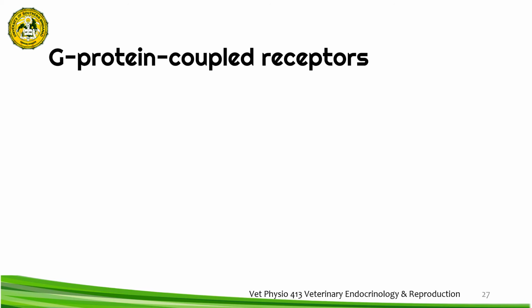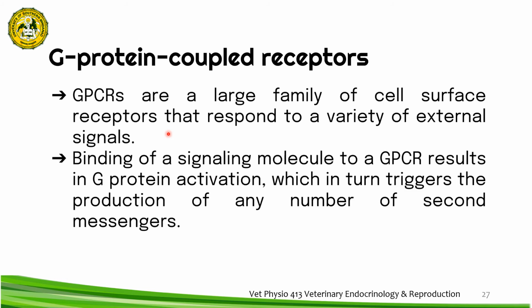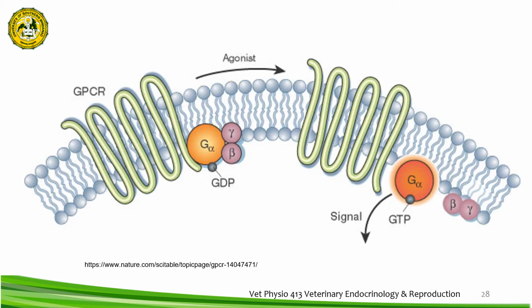Another type of cell surface receptor is the G-protein coupled receptor, or the GPCR. The GPCRs are considered to be a large family of cell surface receptors responding to a variety of external signals. Binding of a signaling molecule to a GPCR results in G-protein activation, which in turn triggers the production of any number of second messengers. That is why it is called a G-protein coupled receptor, because it involves the G-protein. This is a typical diagram of the G-protein coupled receptor, showing the presence of the G-protein.